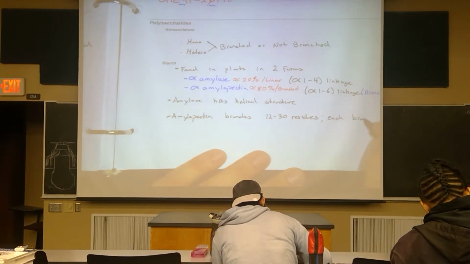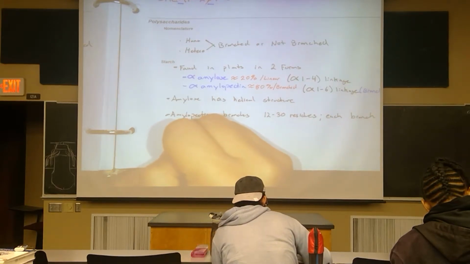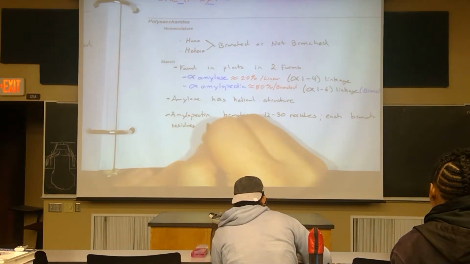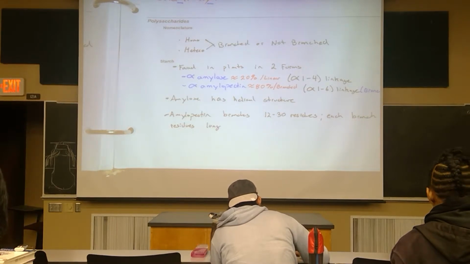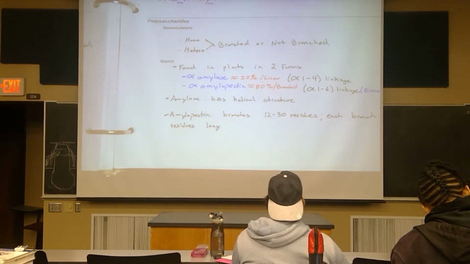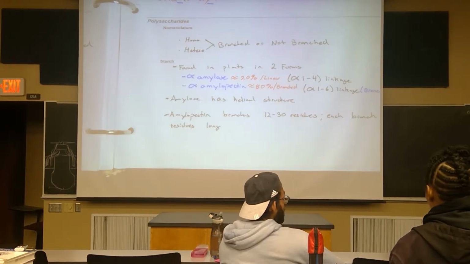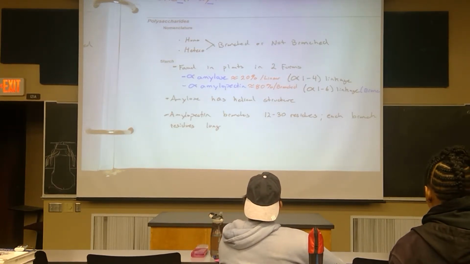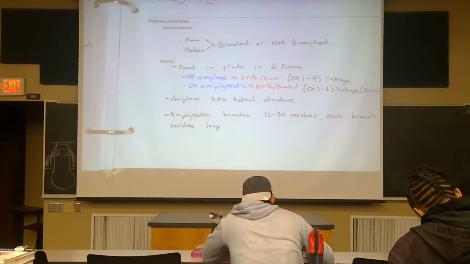Each branch is about 30 residues long. That's pretty long, especially compared to the starch analogs in animals. Animals' branch length is less than half. Amylopectin is also hydrophobic. It forms micelles. These micelles also interact with iodine. They don't turn purple.